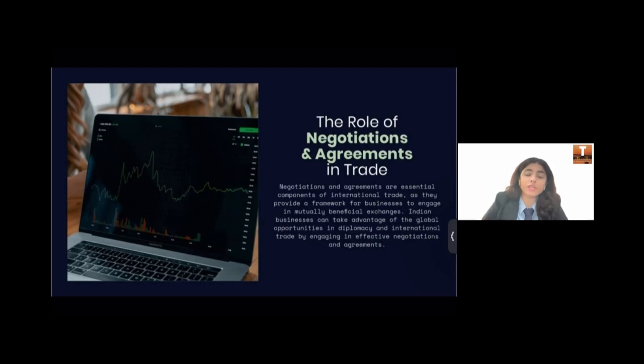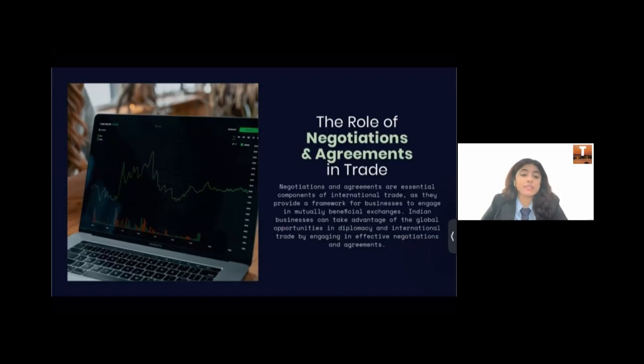So their preferential trade terms can actually eliminate or reduce the barriers, which can enable businesses to access new markets more easily. And harmonizing these standards and regulations, promoting economic cooperation by doing joint projects, technology transfer. This can actually result in very enhanced competitiveness and economic growth for all the parties involved.